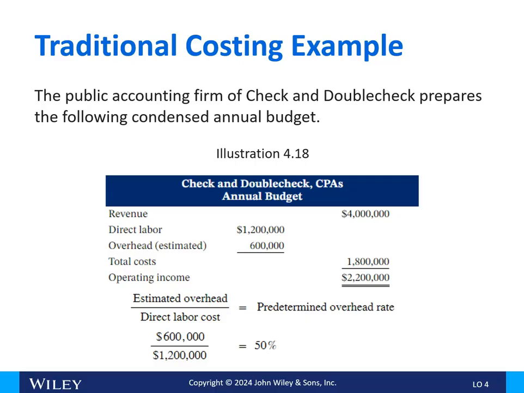Using a traditional system, we'll say that the overhead rate is based on labor cost. So we take total overhead, 600,000, divided by direct labor cost, 1,200,000. So 50% is our rate.